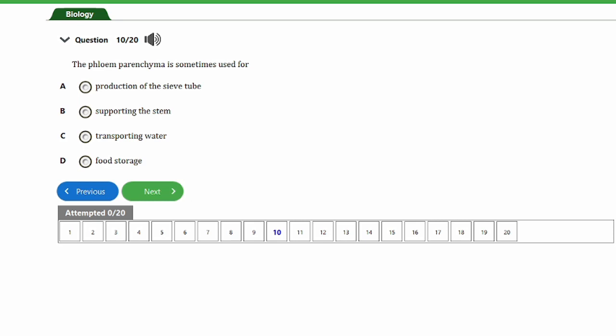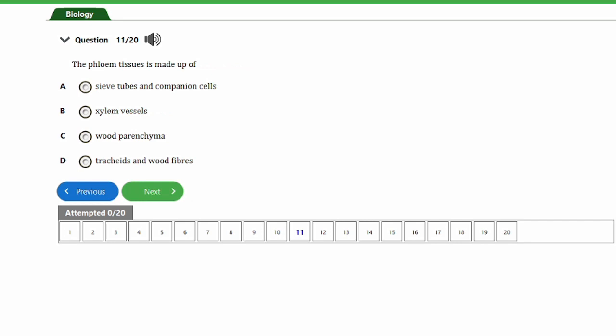So guys, the answer to this question is option D, and that's food storage. The phloem parenchyma, also known as transverse cells and border parenchyma, are located near the finest branches and termination of sieve tubes in leaf veinlets. So their function is to transport food in these places. However, their primary function is to store food materials such as starch, fats, and other substances.